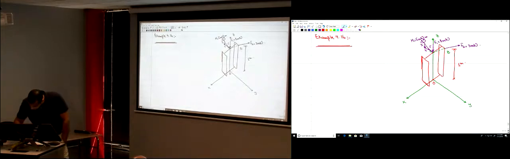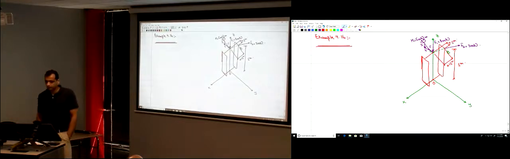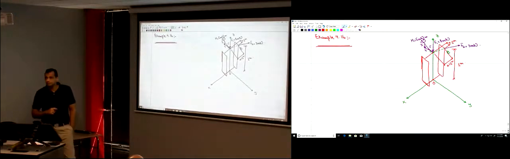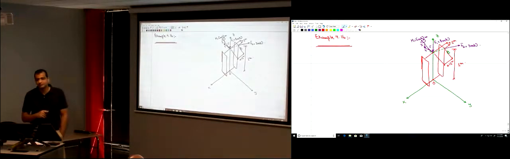This distance here is 0.15 meters. Okay? And this distance here is 0.1 meters. Okay? Clear? Okay, so we have all the dimensions that we need here. We have those points, 3 forces applied, okay?